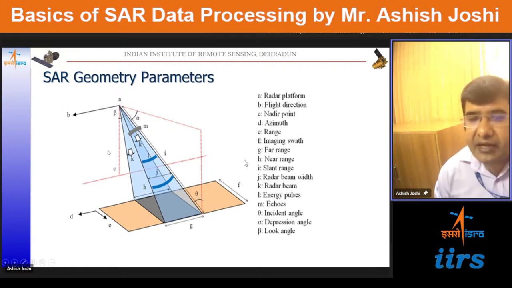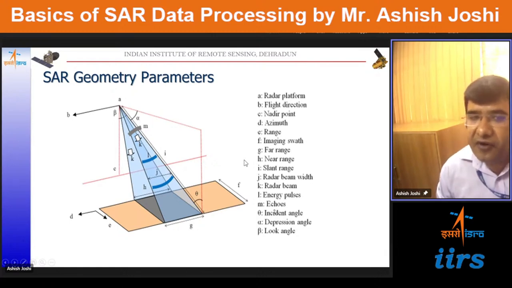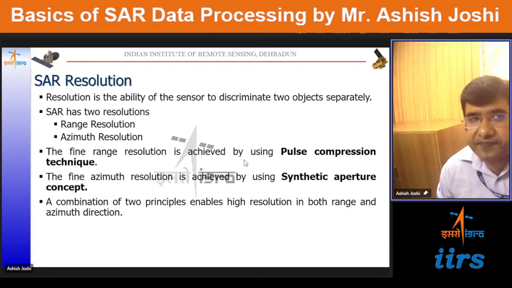And beta is the look angle, which is the angle the range makes with respect to the nadir. For a flat surface, this incident angle and this look angle will be the same. Okay. And the depression angle is measured from the horizon direction, upward. So mainly in radar, we use the incidence angle, look angle, slant range, near range, far range, range, and azimuth. These are the basic terminology in SAR for interpreting any SAR image.